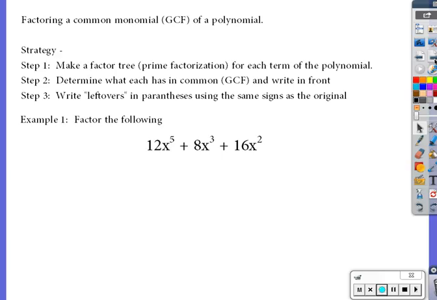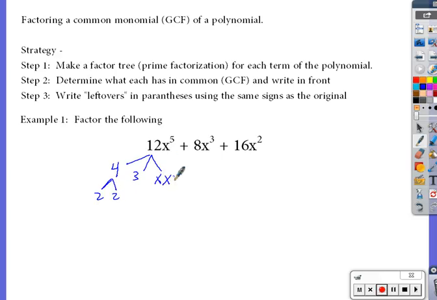First is factoring out a common monomial or the GCF. I'm not going to go through or read you the steps in the strategy. I'm just going to act them out in the problem. So first step is to do a prime factorization for each of these. So for the 12, it would be 4, 3, 2, and 2.